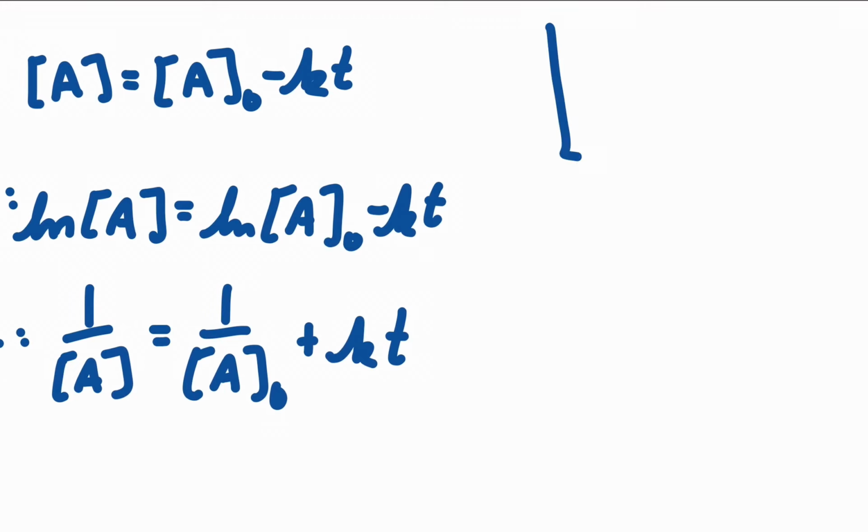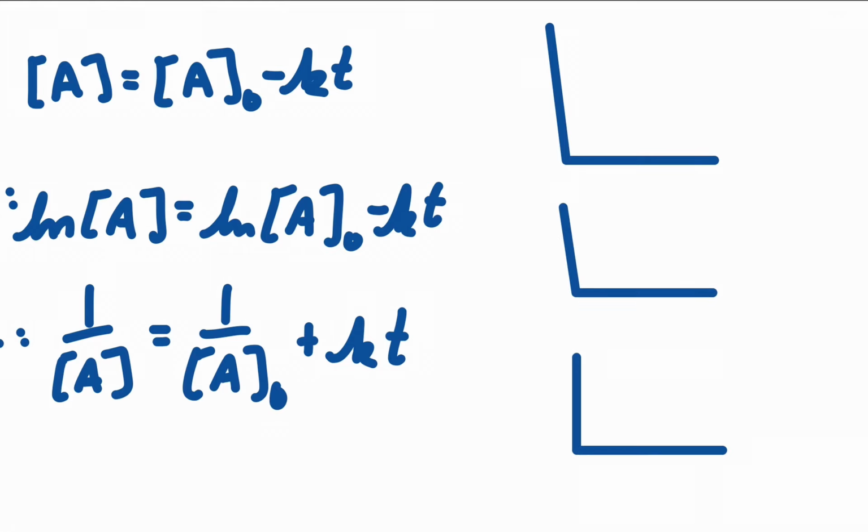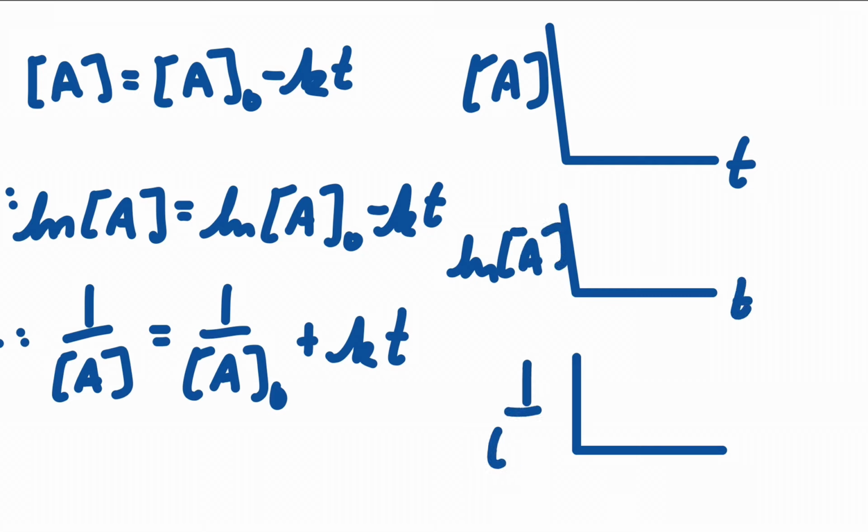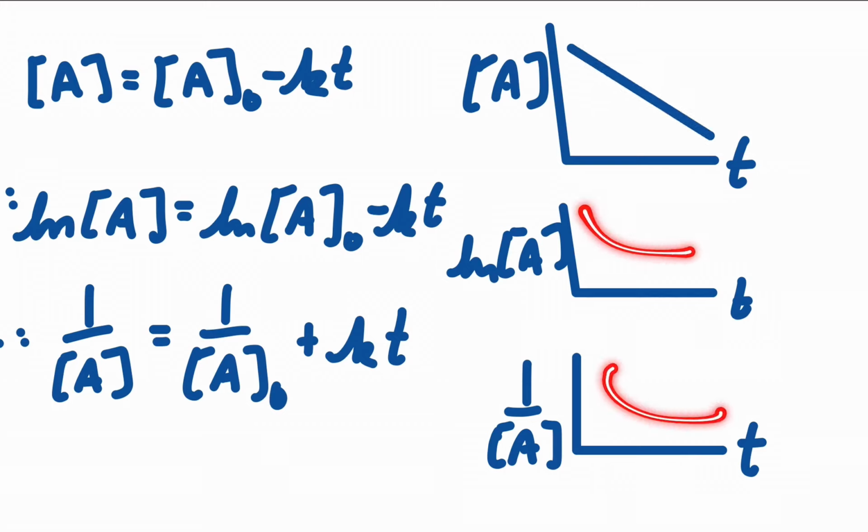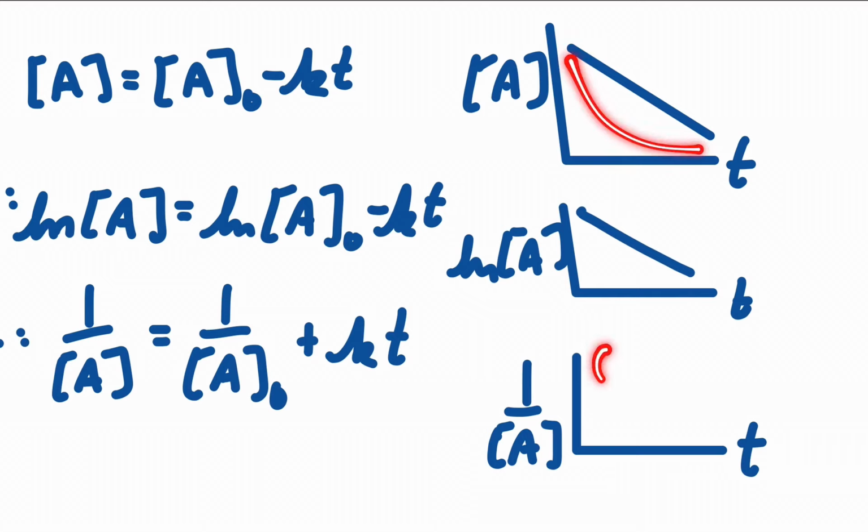And that means that we could graphically look at relationships of concentration versus time, or the log of concentration versus time, or inverse concentration versus time, and whichever one is linear tells us which relationship it is. If it's a zero-order process, then you would have a linear relationship between concentration and time, and the others would not be linear. However, if it's first order, you would have a linear relationship between the log of concentration versus time, and the others would not be linear.